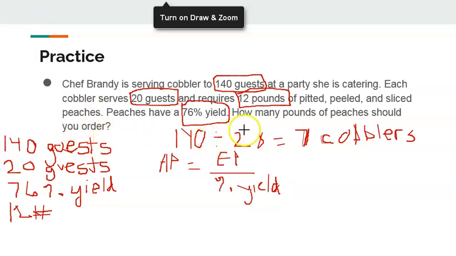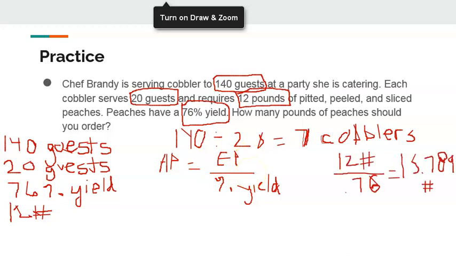So the formula we're going to be using is as purchased quantity equals edible portion divided by percent yield. So now all we have to do is plug in our numbers into our formula. So we take our 12 pounds of pitted, peeled, sliced peaches because that's our edible portion. We're dividing it by the percent yield, which we know is 76. So 12 pounds divided by 0.76 gives you 15.789 pounds of as purchased.